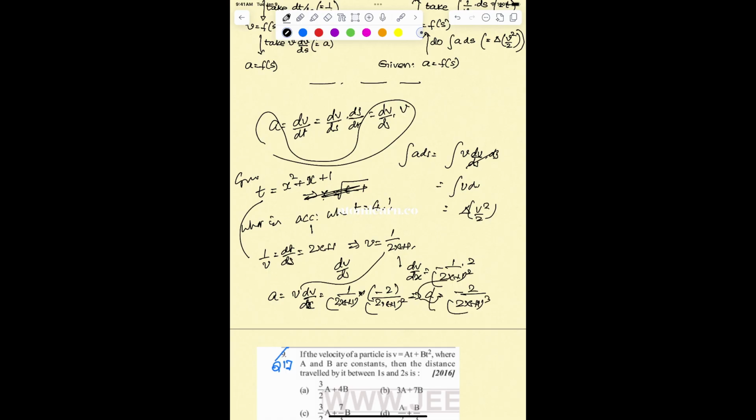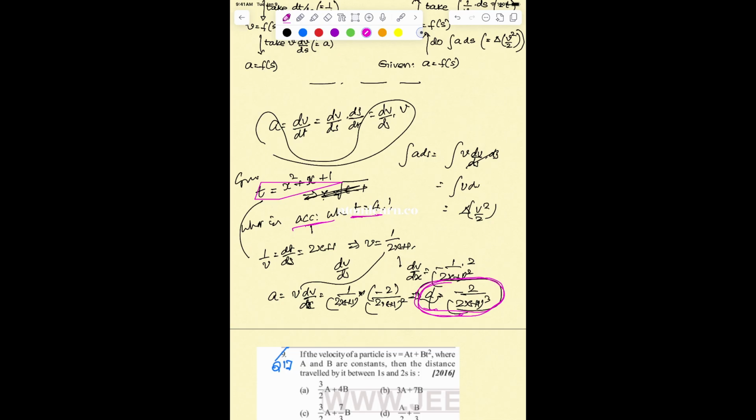Understand, this is the acceleration you have got. This is the final result. Now they are asking, what is the acceleration when t equals 4? You have to put t equal to 4 in the original given function, solve for x, and then apply this x value in the final expression you have got, and give the answer. Understand? Now it becomes very complicated.